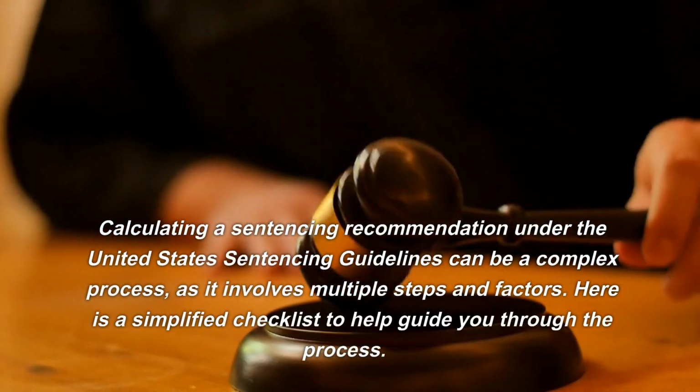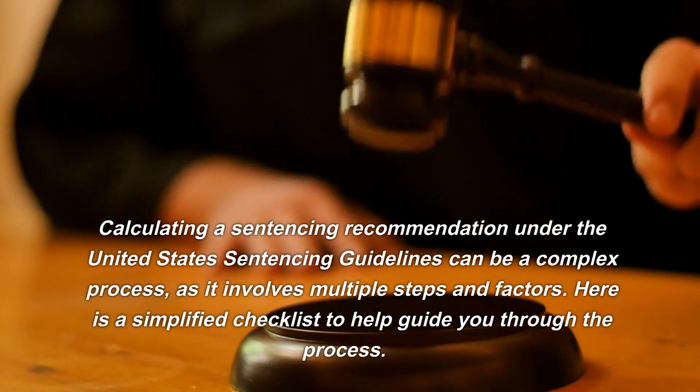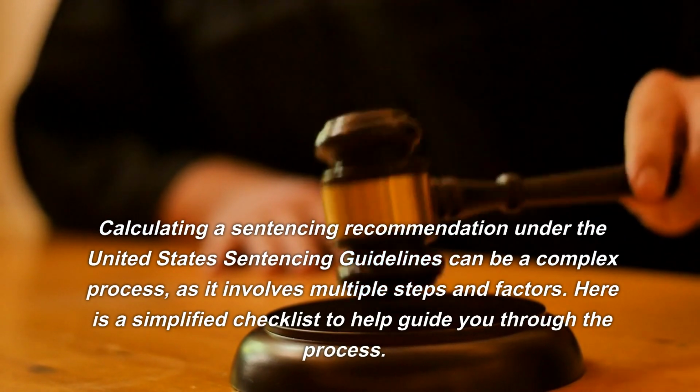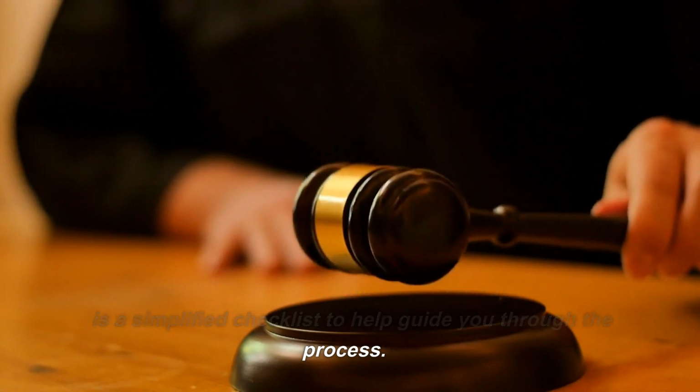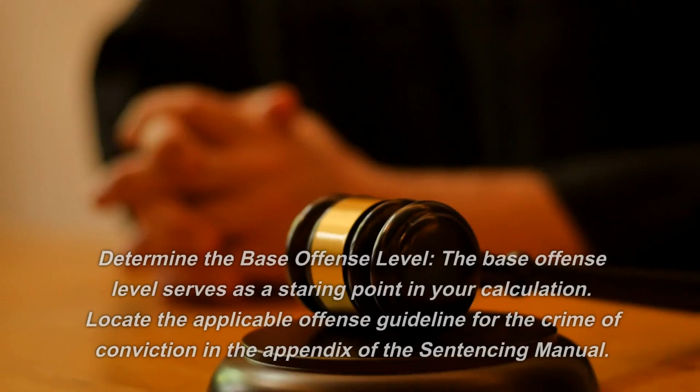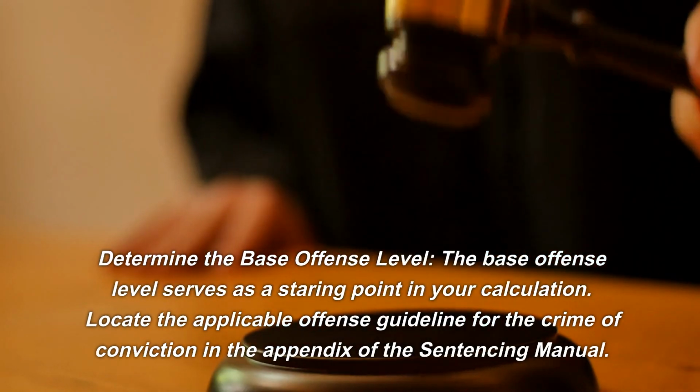Calculating a sentencing recommendation under the United States Sentencing Guidelines can be a complex process, as it involves multiple steps and factors. Here is a simplified checklist to help guide you through the process. Determine the base offense level. The base offense level serves as a starting point in your calculation.